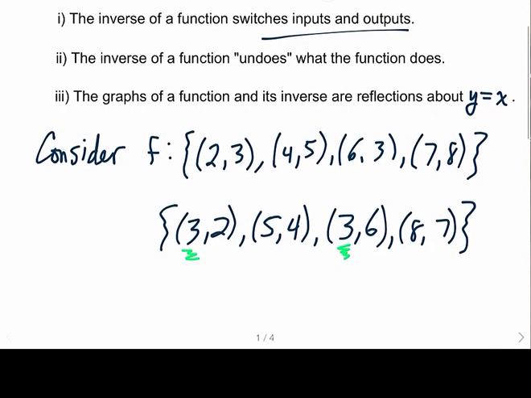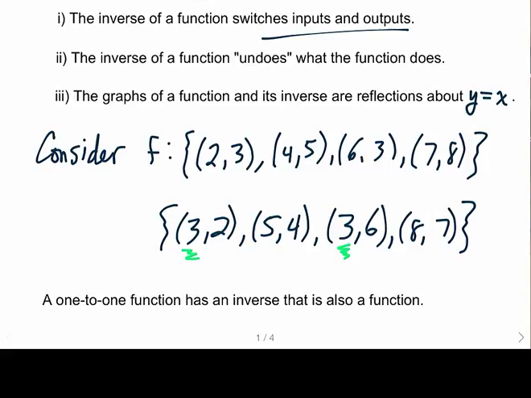If we do what we just did, and we end up with a function, then f is called a one-to-one function. So this could be characterized by saying a one-to-one function has an inverse that is also a function. One-to-one functions are explored in more depth in a different video, but for now it suffices to say what we have just said.